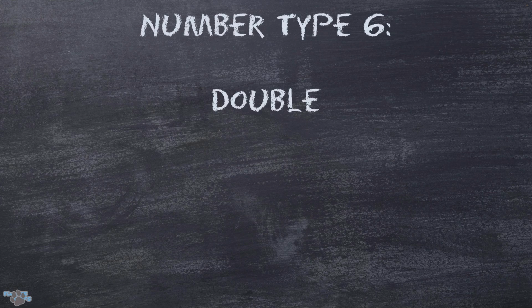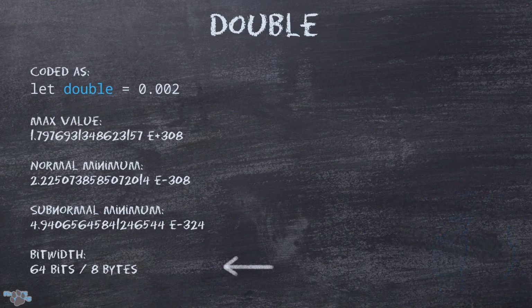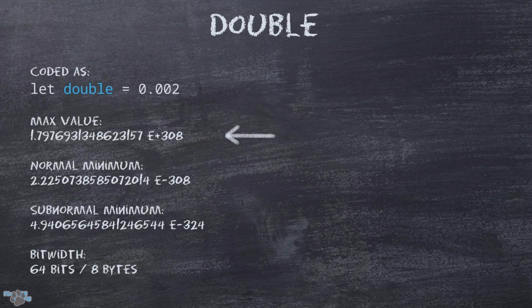Now, let's look at our last number, the double. A double means double precision, and it is doubly precise compared to a float, having a bit width of 64 bits or 8 bytes. For the double's maximum, we have this number, or 1.7976931348623157 times 10 to the power of 308.